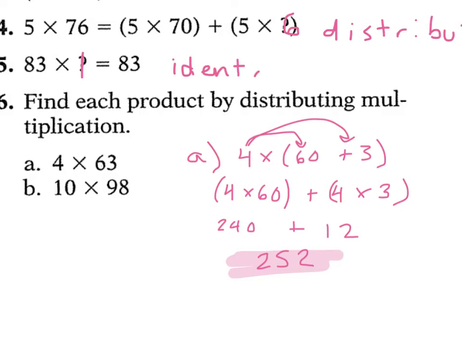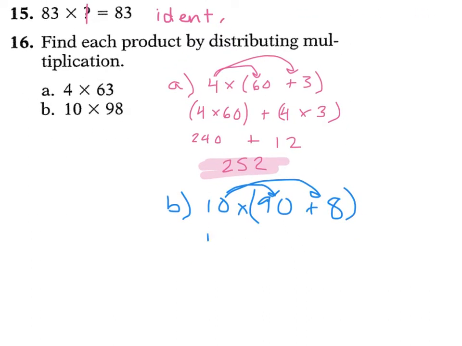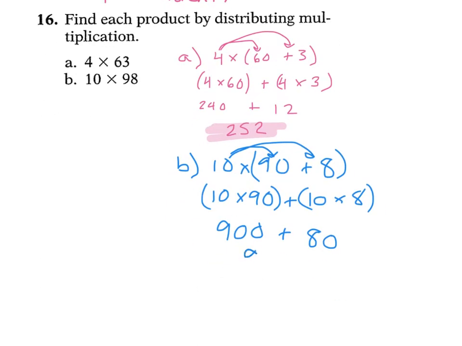And then for part B, we have 10 times 98. We could break the 98 up into 90 plus 8, and then we just distribute our 10 to 90 and to 8. So we have 10 times 90 plus 10 times 8. 10 times 90 is 900, plus 10 times 8 is 80. So this would be 980.